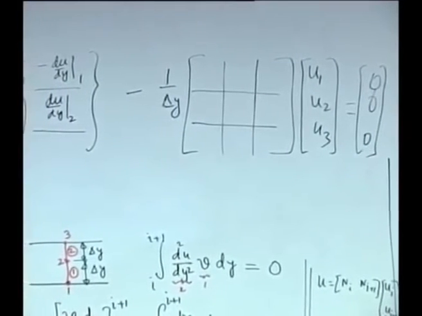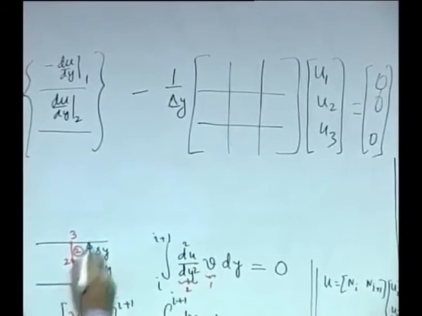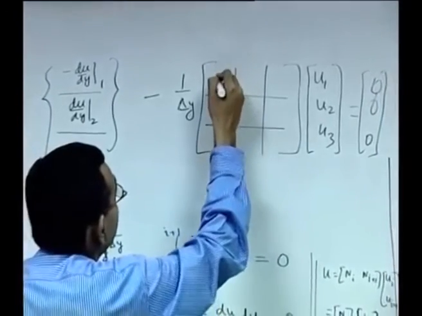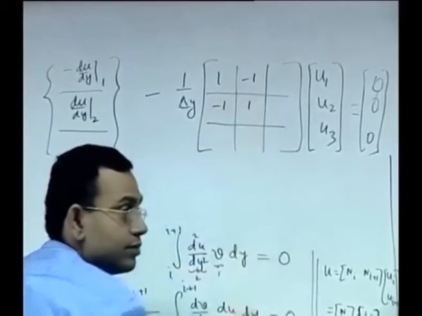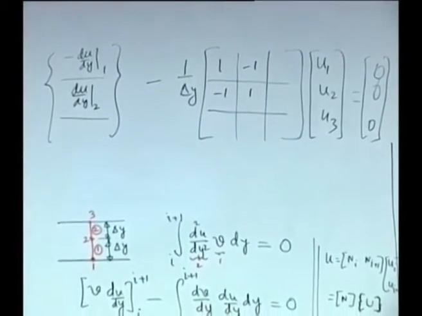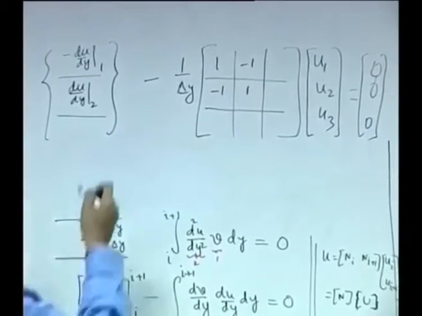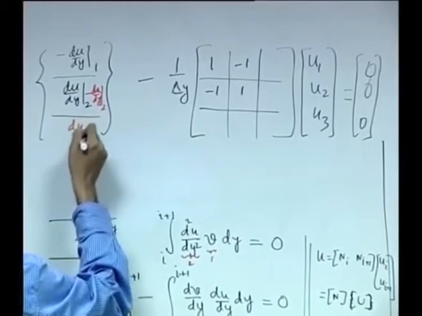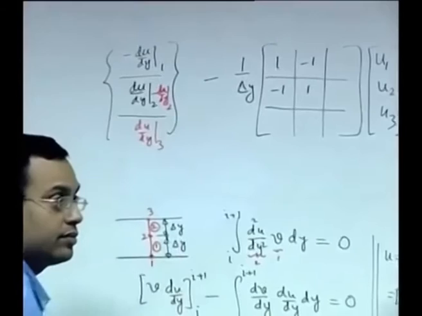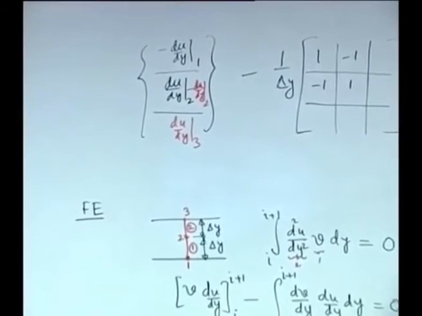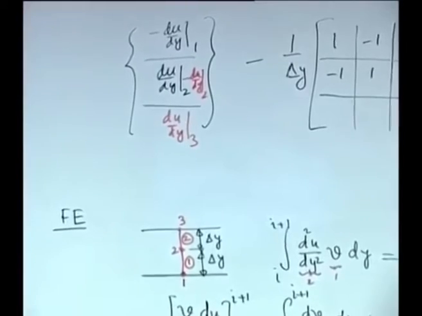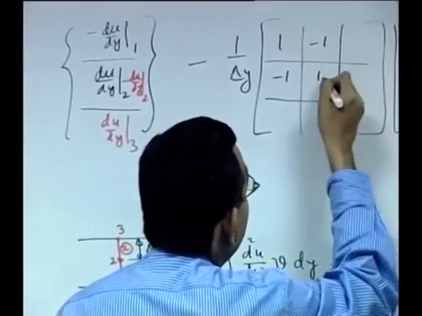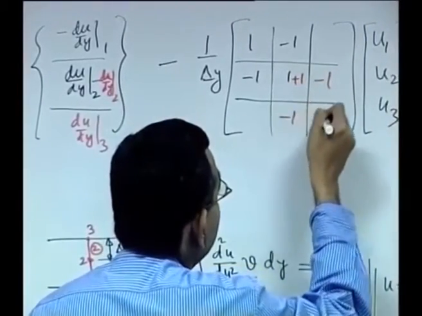Okay. So then, let us write for the first element, 1 and 2. So 1 minus 1 minus 1 1. For the second element the points will be 2 and 3. So it will be minus du dy 2, this will be plus du dy 3, minus i and plus i plus 1. So i is 2 and i plus 1 is 3. Here it will cover 2 and 3, so 1 minus 1 minus 1 1.